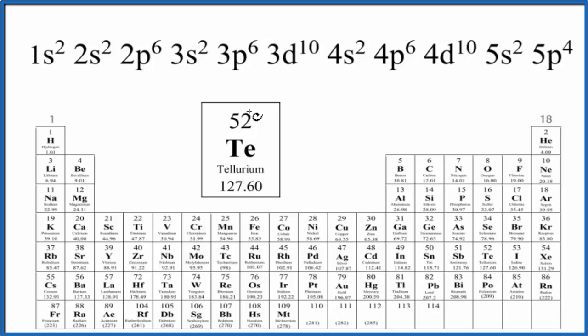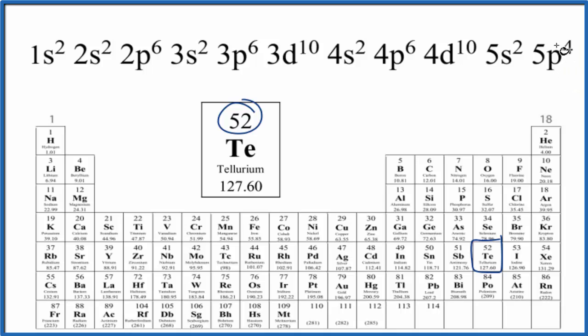So starting out, we know that we have 52 protons, that's the atomic number, and the elements on the periodic table, they're all neutral. They don't have a negative or a positive sign after them. The number of protons will equal the electrons. So for tellurium right here, we have 52 total electrons that we need to distribute in our electron configuration for Te. There are two ways that we can write this.